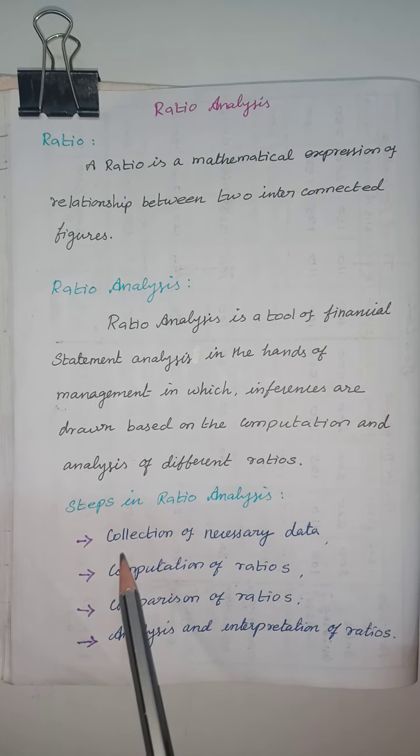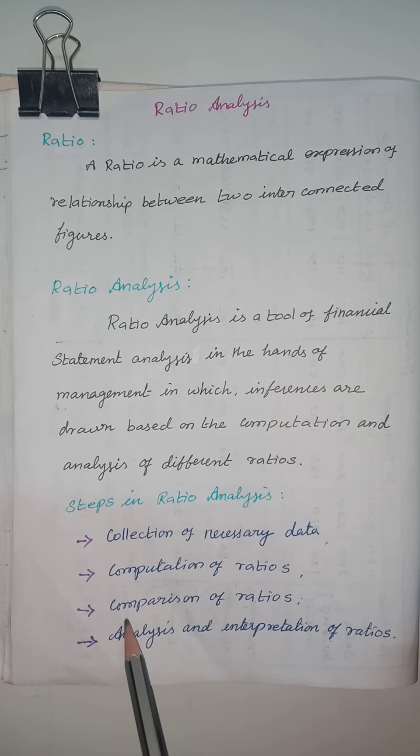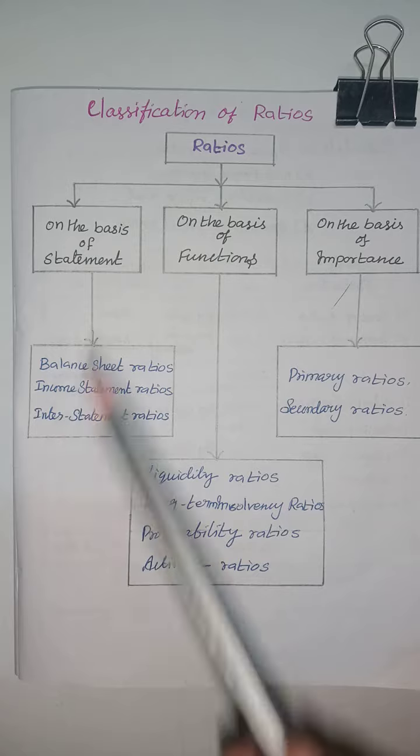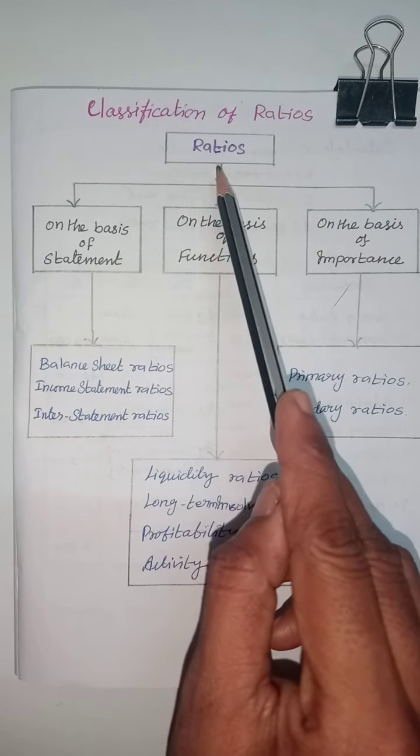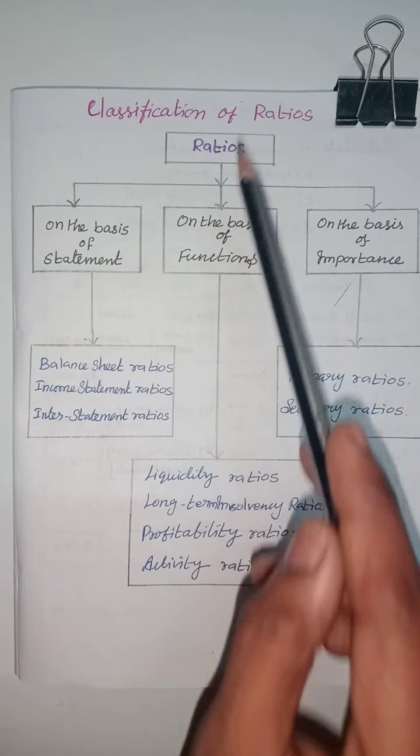Then the second step is computation of ratios. The third step is comparison of the ratios. And the fourth and final step is analysis and giving appropriate interpretations of the ratios. This is the classification of ratios. Ratios are broadly classified into three types.